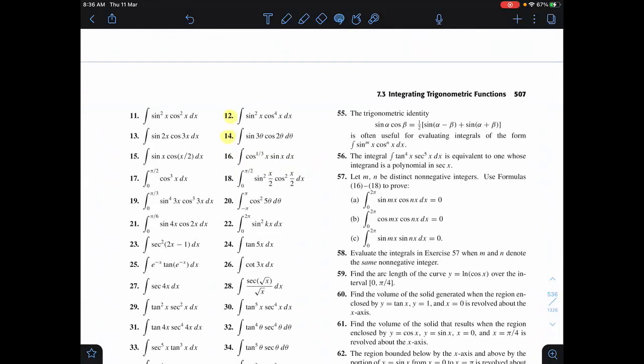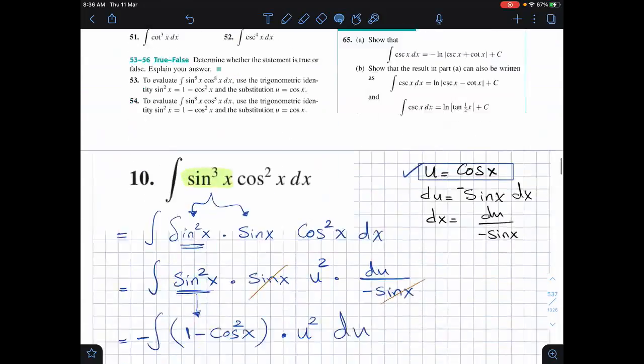Okay, number 18. We have 4 minutes left. Let's try question number 18 here. Question 18 we can solve by using identities.